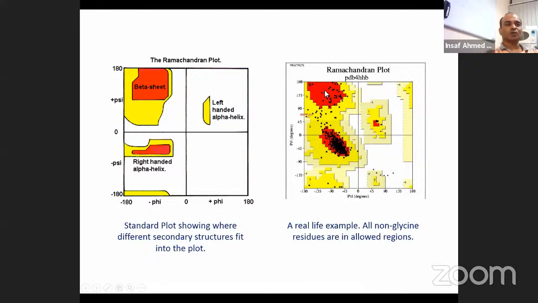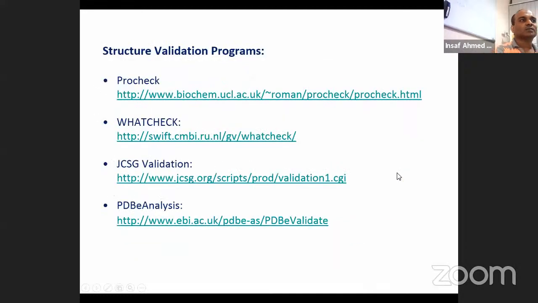So some residues will go in this region, some will go in this region, some will go in this region, and some residues will be in the outliers. They will neither go in this region nor this region, so they will come in the outliers. So you see here there is not any outlier. Mostly residues are in the allowed region. Okay, so these are the few softwares which people use to perform the validation.